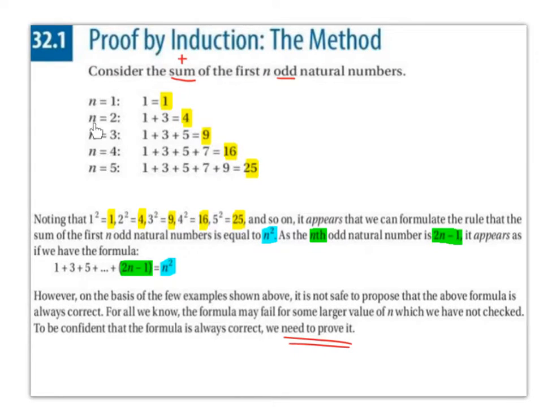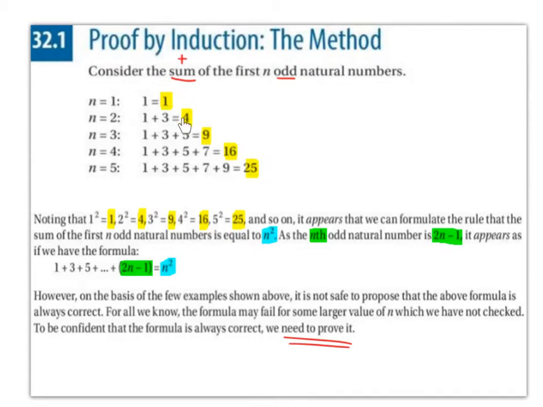When n is 3, for the third term, 1 plus 3 plus 5 is equal to 9. So 1 is the first odd number, 3 is the second odd number, 5 is the third odd number, and that equals 9. When n is equal to 4, for the fourth term, 1 plus 3 plus 5 plus 7 is 16. And when n is equal to 5, for the fifth term, 1 plus 3 plus 5 plus 7 plus 9 is equal to 25.